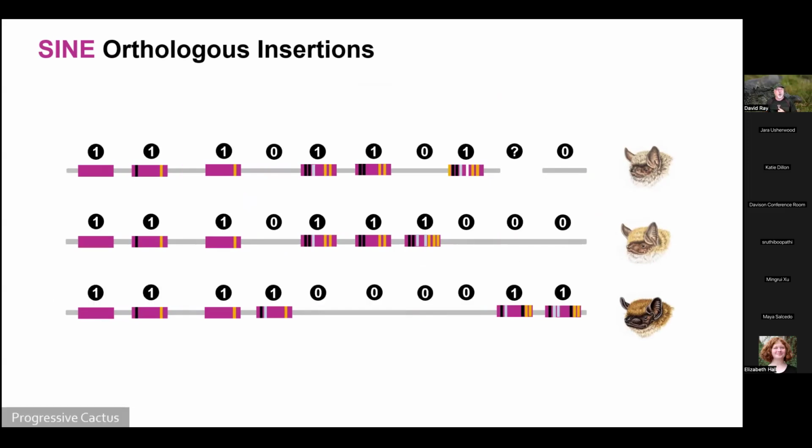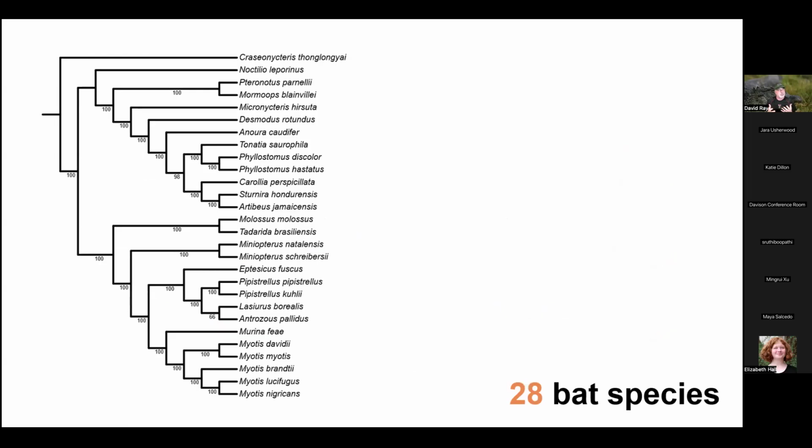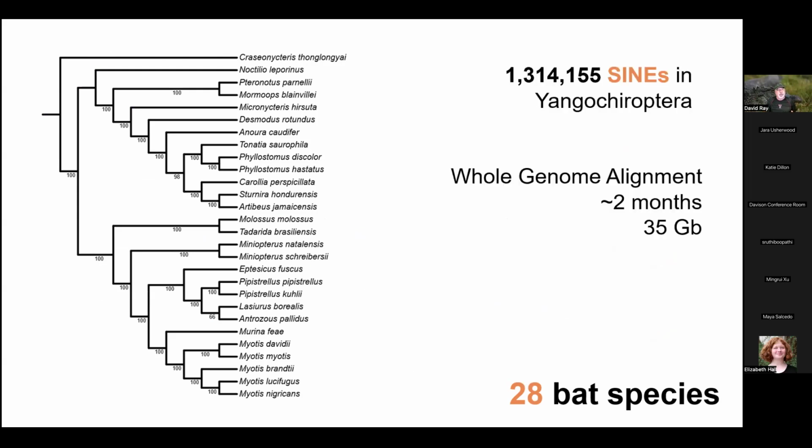And then we can score all those SINEs as to their presence or absence in each of these genome assemblies. And we end up getting a matrix that looks like any other phylogenetic vectors that you might imagine. So what Francisco did over the past couple of years is he built this whole genome alignment for 28 bat species. It involves 1.3 million SINE insertions. That's just the SINEs, not the LINEs, not the LTRs, not the DNA transposons, just the SINEs. And there's 1.3 million of them that he had to deal with.